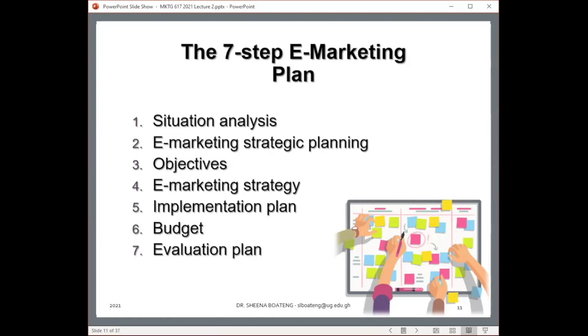Yes, so the 7-step e-marketing plan, like the name suggests, is made up of 7 steps. We have the situation analysis, the e-marketing strategic planning process, which leads us into our specific e-marketing objectives. And then it leads us directly to develop the specific strategies that will help us achieve these objectives. Once we have our strategy, we break down the tactics that we will implement to ensure that these strategies are effectively and efficiently executed. And then we will also develop a budget to go with all the activities that we are performing and the resource requirements that they will entail.